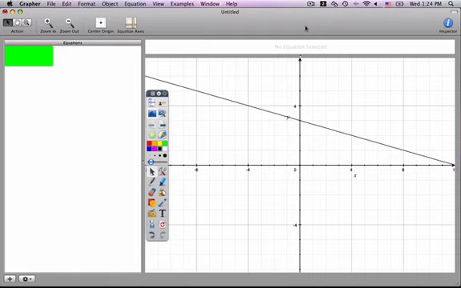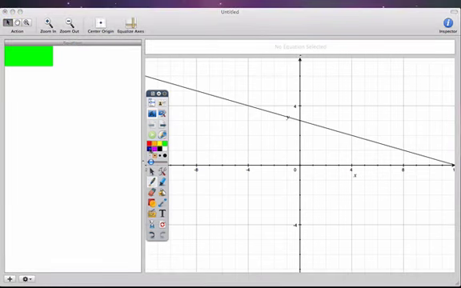Today we are going to learn how to find the equation of a graphed line. So we have our line here on our graph, and we want to be able to find the equation of that line in y equals mx plus b form. And remember, the m is slope, and the b is the y-intercept.